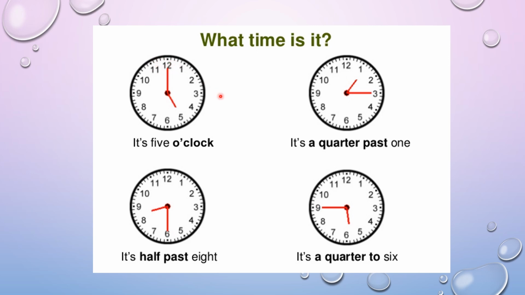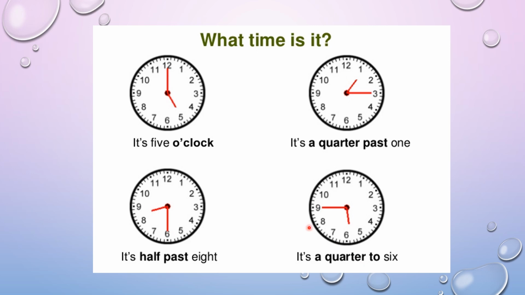Okay? Now, how if it's a quarter past 1? When you have the word quarter past, that is the reason we bold here, quarter past means the long hand must be at 3. How if it's half past 8? Half past 8 means the long hand will be at 6. If you have the word quarter to, always remember, quarter to, the long hand must be at 9.